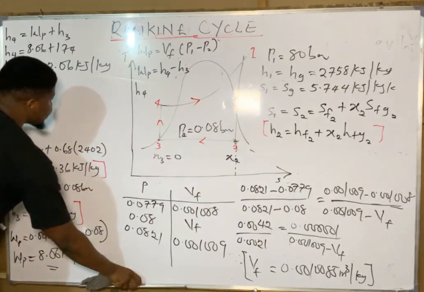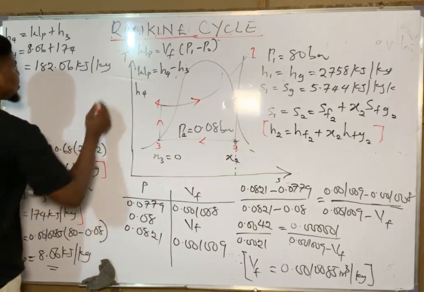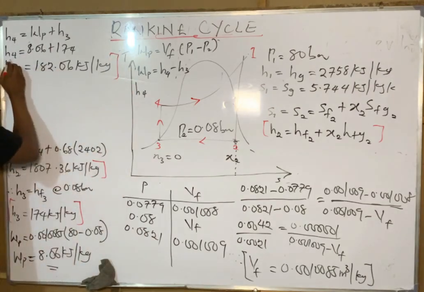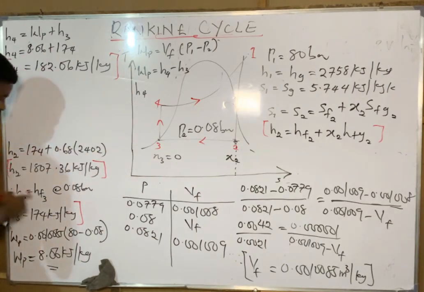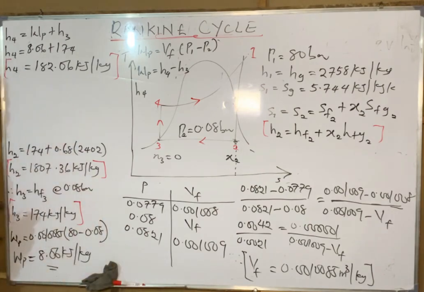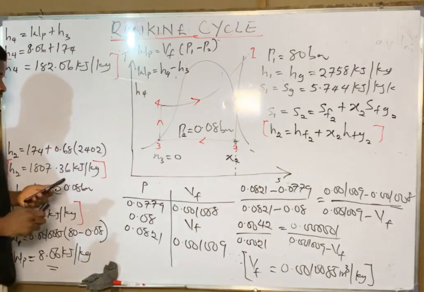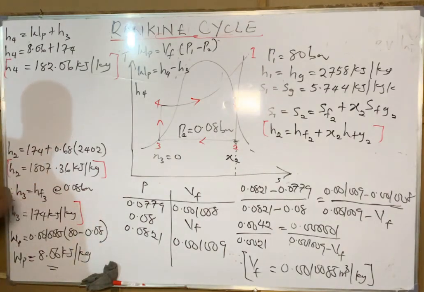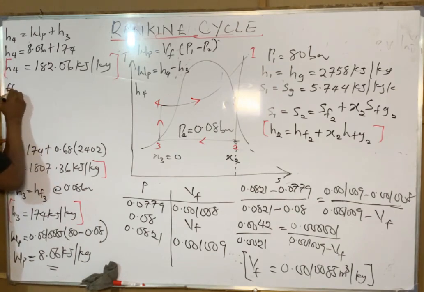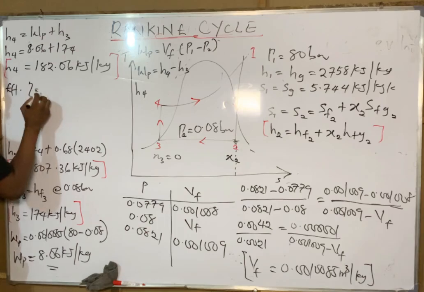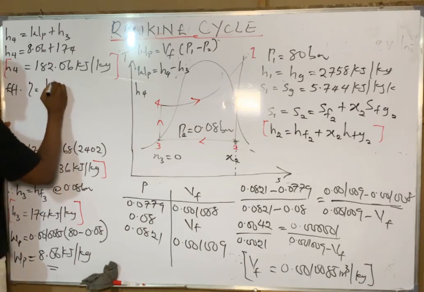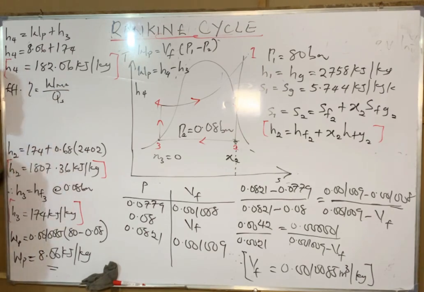So we now have all the enthalpies. Everything we need is set. So we can now employ all our formulas to start solving. So let's start with the first question. The first question says we should find the cycle efficiency. So you know that efficiency is net work all over heat supplied. So we need to find the net work. We know what the pump work is. We need to find what the turbine work is.